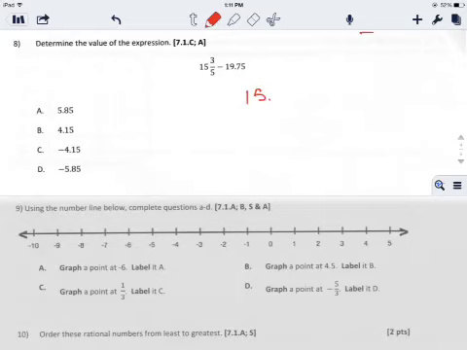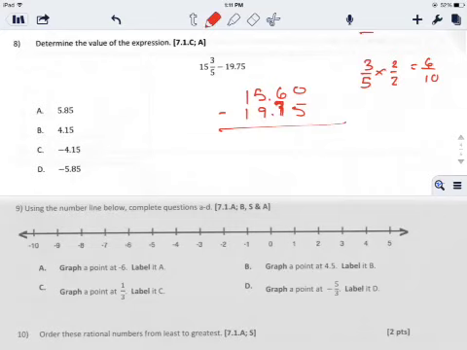So 3/5, remember 3/5 is a decimal-friendly fraction, right? I could multiply it by 2, and I would get 6/10. So I'd write that as 15 and 6/10 minus 19 and 75 hundredths. Now I'm going to fill in this here, so we'll have a common denominator. It's hundredths minus hundredths. And I see clearly that this answer is going to be a negative number.